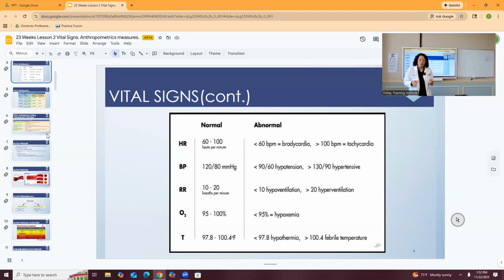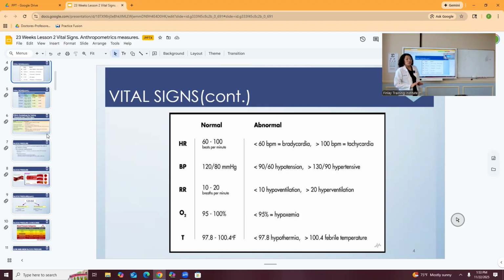For learning purposes, the normal blood pressure based on the American Heart Association is 120/80. And from that measurement, we are going to evaluate the abnormal and the normal. The abnormal then is going to be hypotension. Hypo means low, tension means blood pressure. If it's less than 90/60, then it's considered hypotension. If it's above 130/90, then it's going to be hypertension. Hyper means up, tension, blood pressure.